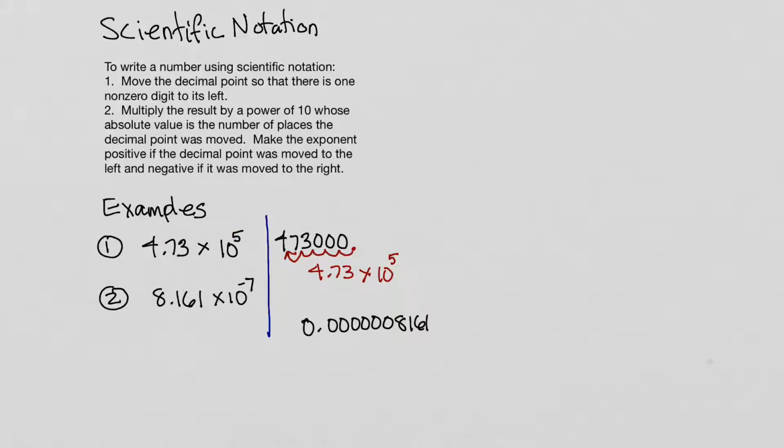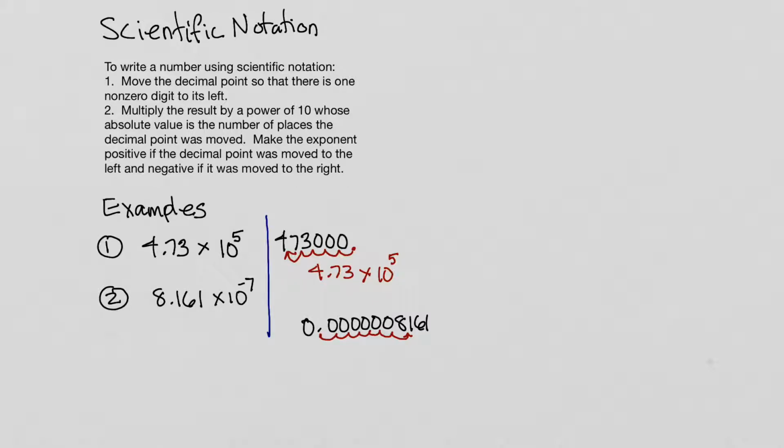So in the second example, let's look at this number here. What we want to do is move this decimal point. We're going to have to move it all the way over here, right? Because if we move it here, we'll have one non-zero digit to the left, that 8, right? And that's what we've shown over here. Decimal point here, one non-zero digit to the left. But to do this, we're going to have to move the decimal point. So we're going to move it 1, 2, 3, 4, 5, 6, 7 places to the right. So we're moving it to the right.